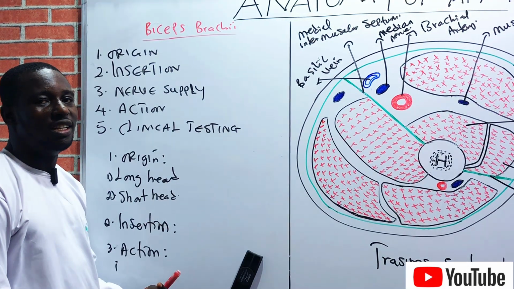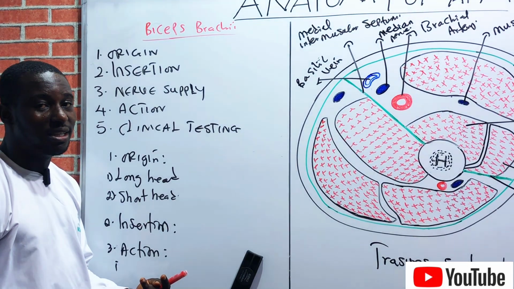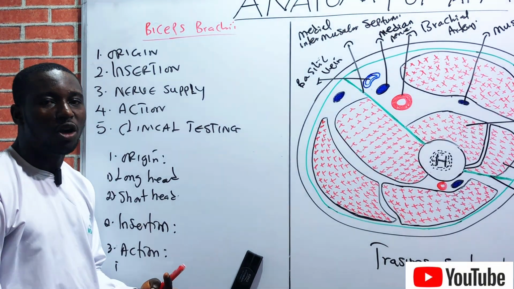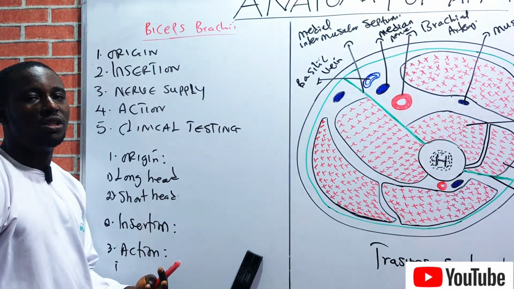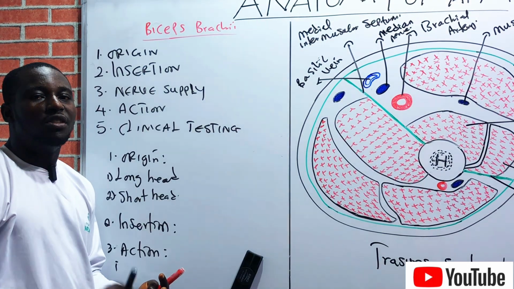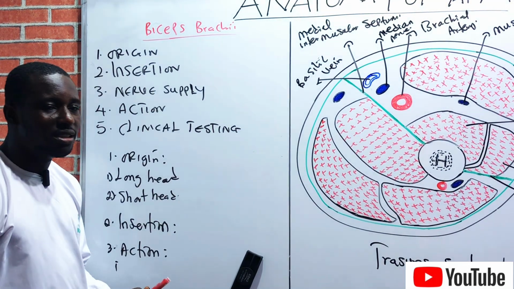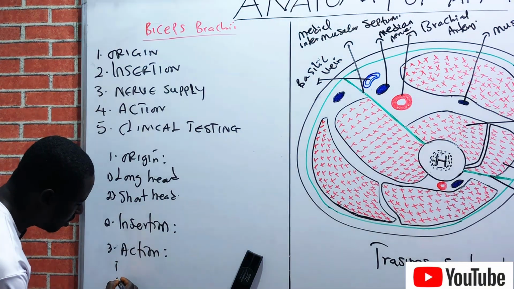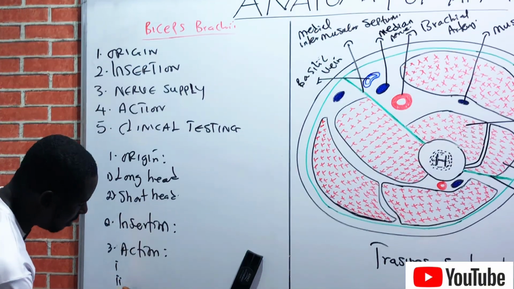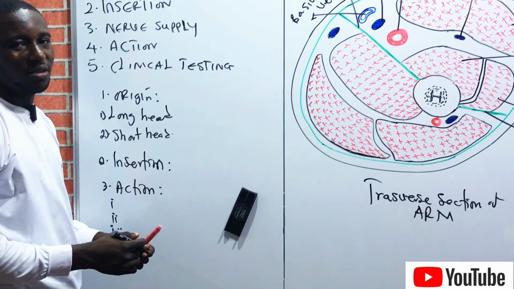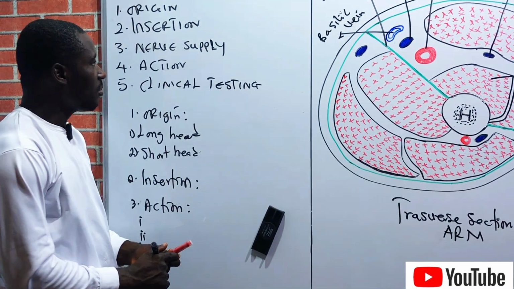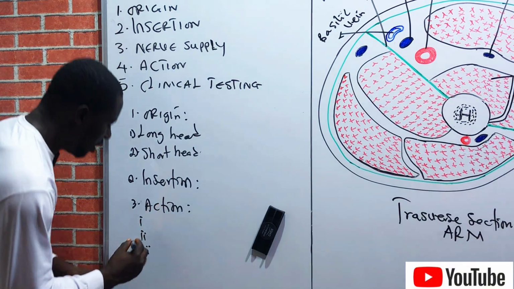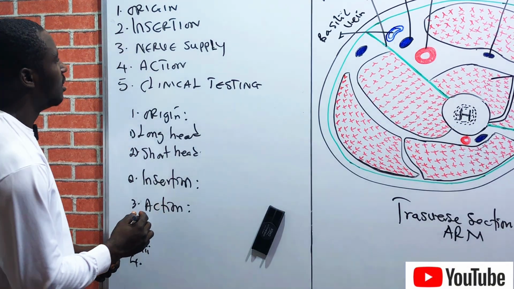So we have listed the actions. Number one, it is a strong supinator of the forearm. Number two, it is a powerful flexor of the forearm when the elbow is flexed. Number three, it is a weak flexor of the shoulder joint. So those are the actions of the biceps brachii. So number four is the nerve supply.